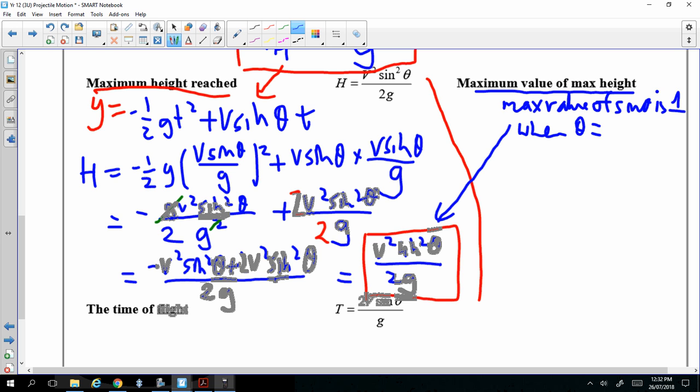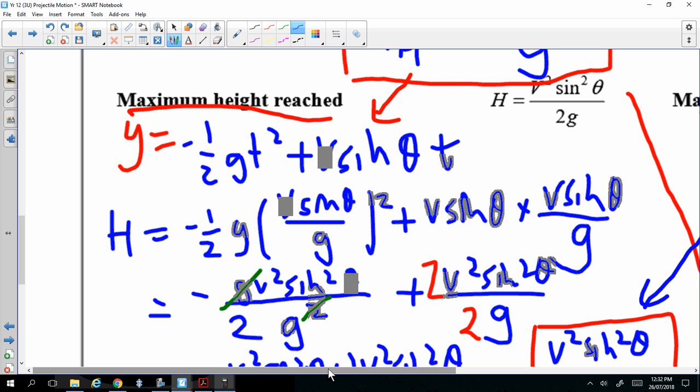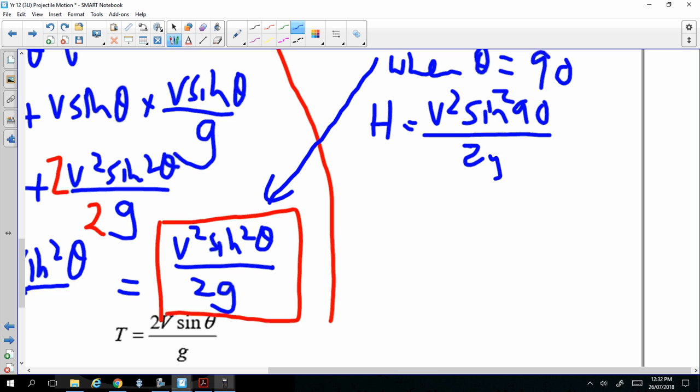So if you substitute that in, the maximum you can ever get is when you throw vertically up, which will be sine 90 squared, which is 1. Sine 90 is 1, therefore you get v squared over 2g. That's the maximum value of the maximum height that you can get. I need this expression, so let's draw a box around it.